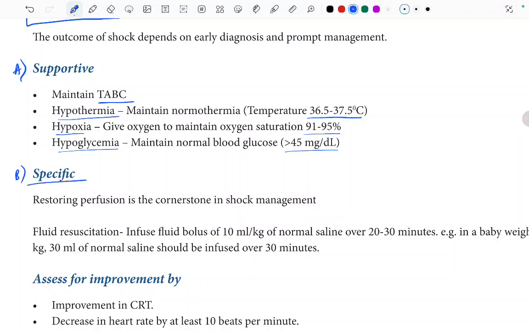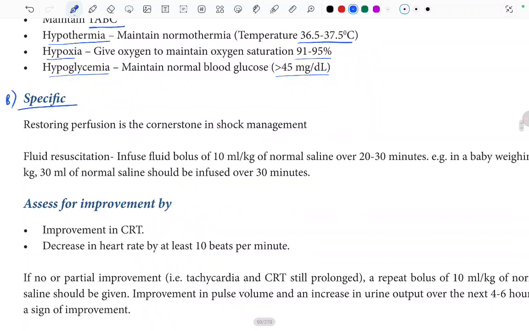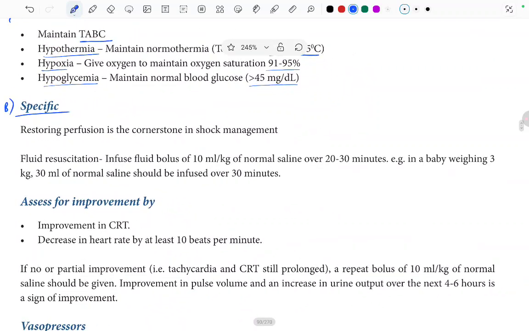Now coming to the specific treatment. Restoring the perfusion is the cornerstone in shock management. Fluid resuscitation: infuse a fluid bolus of 10 ml per kg of normal saline over 20 to 30 minutes. In a baby weighing 3 kg, 30 ml of normal saline should be infused over 30 minutes. So the bolus is given as 10 ml per kg of normal saline over 20 to 30 minutes. This is very important.